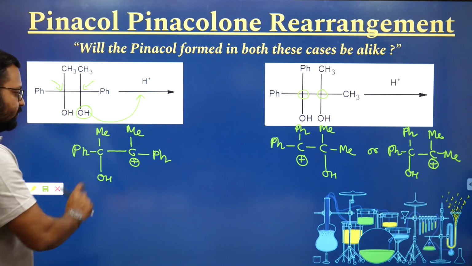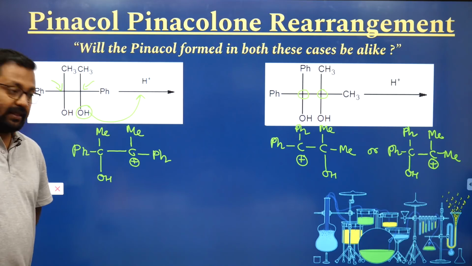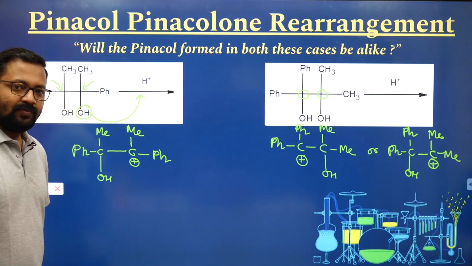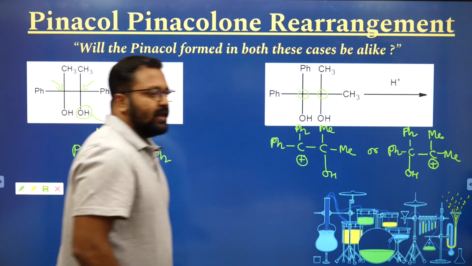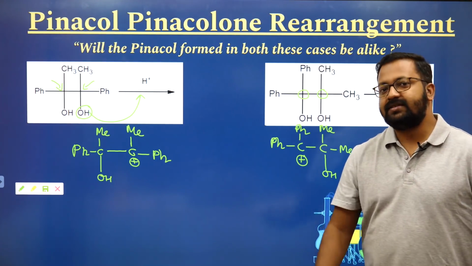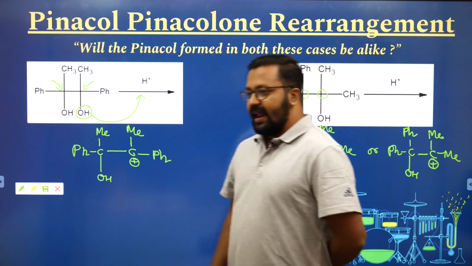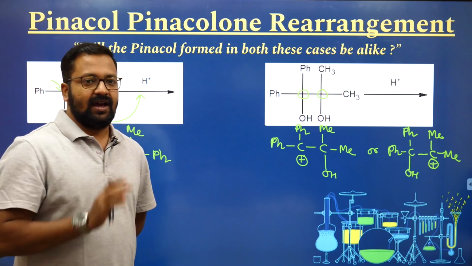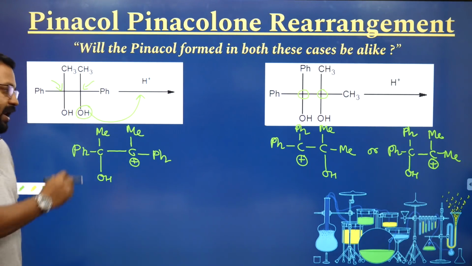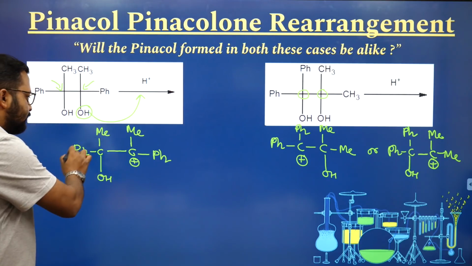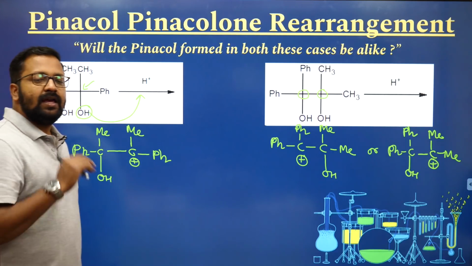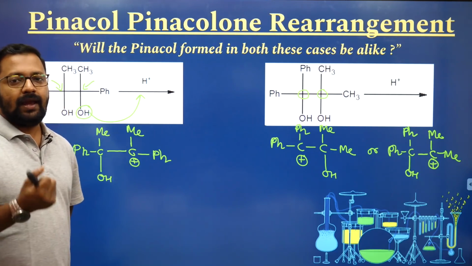Now I have to identify what would happen in this carbocation. Question is, will the pinacol formed in both the cases be alike? Experimentally, it has been found out that the pinacol formed in both these cases is exactly alike. हम कैसे identify करते हैं? और ये exactly alike होने के कारण हमारे पास inference कैसा आता है? So there is a phenyl group and a methyl group over here. Between phenyl and methyl, what will migrate will be decided by the migratory aptitude. ये हमने पहले भी सीखा है कि what would migrate will depend on the migratory aptitude.